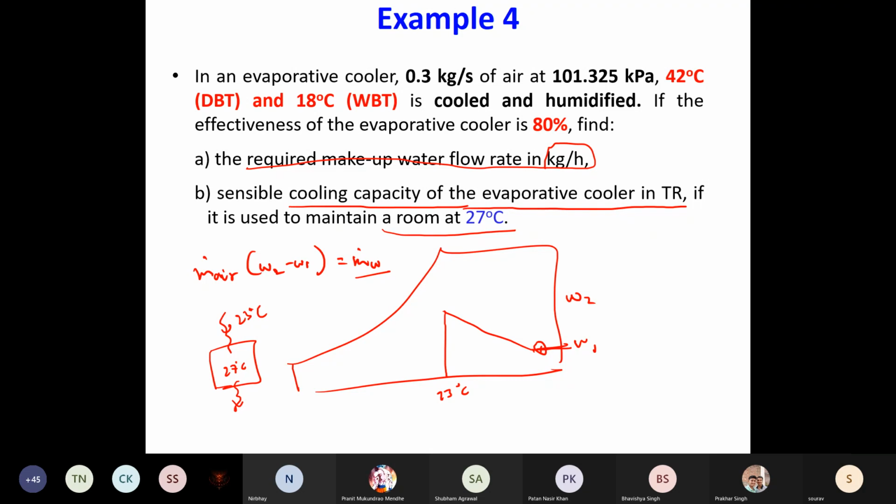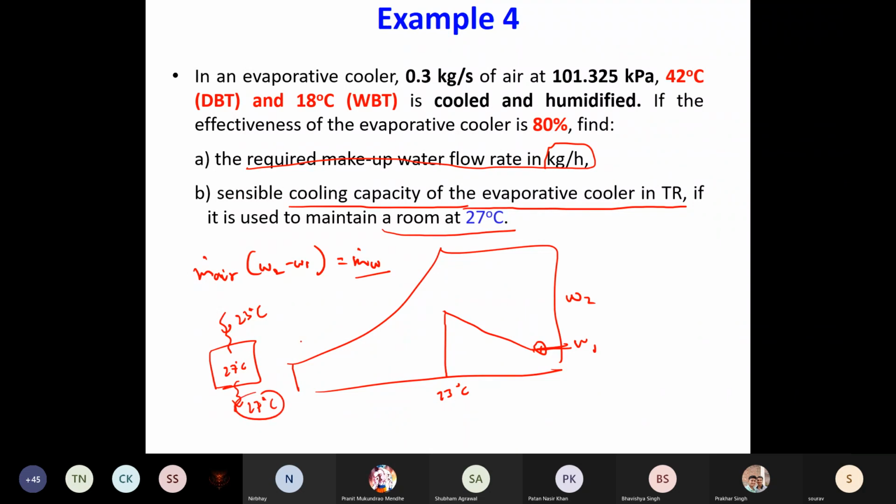If you continue to supply humid air into the room with no exit at all, then you will start to feel uncomfortable. So whatever air is being blown into this room by the desert cooler has to be taken out also. But the air exiting this room will have a temperature of 27 degrees.